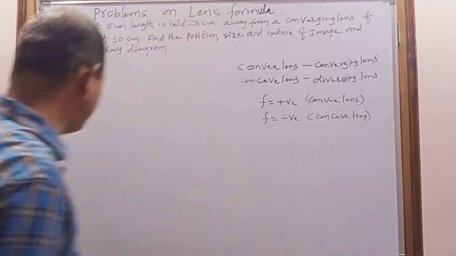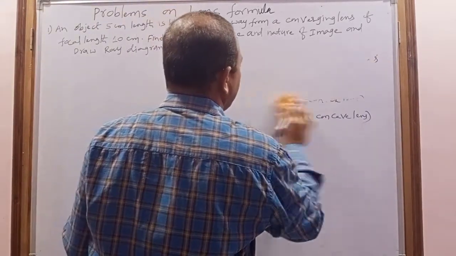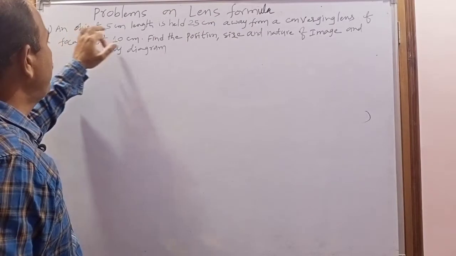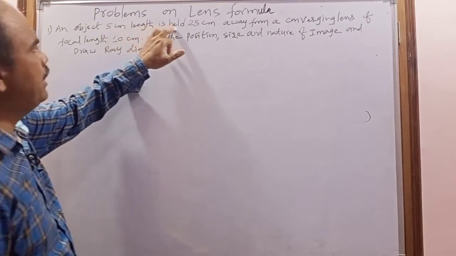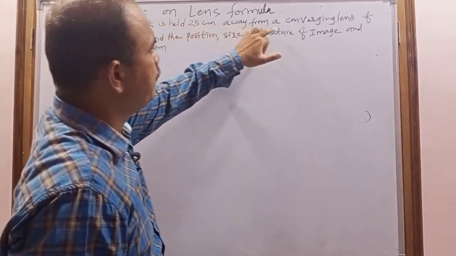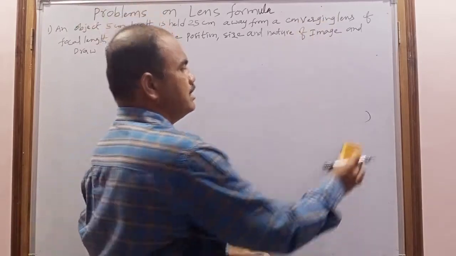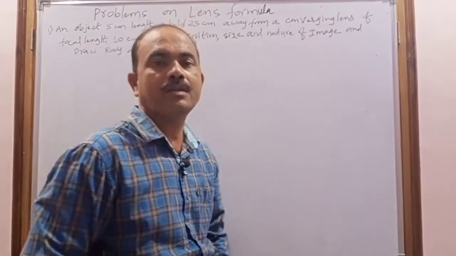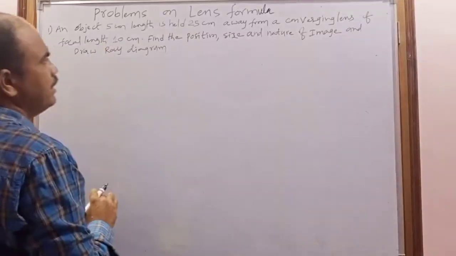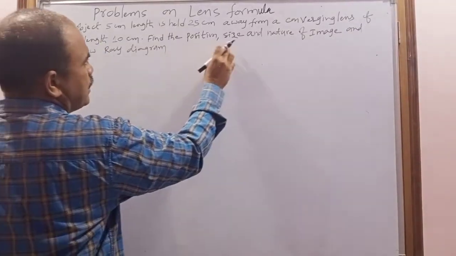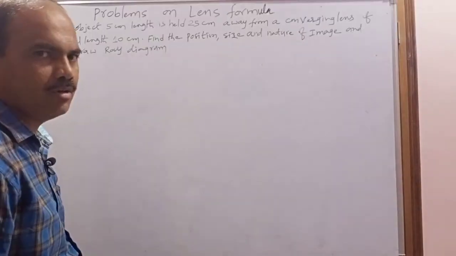And now coming to the problem. What is the problem? An object 5 centimeter in length, so the object size is given first of all, is held 25 centimeter away from a converging lens. So in the problem it is given that it is a converging lens. Converging lens means it is the convex lens, of focal length 10 centimeter. Find the position, size and nature of the image and draw the ray diagram also. You have to draw the ray diagram.